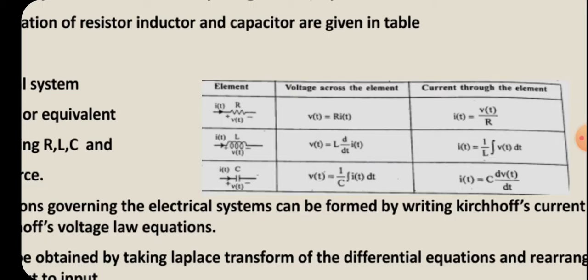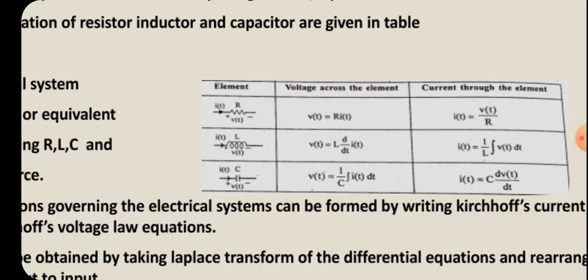Similarly, in the case of an inductor, which is represented by L, let i(t) be the current through the inductor and v(t) the voltage drop across the inductor when that current flows. We can write v(t) for the inductor as v(t) = L di(t)/dt, and the current through the inductor will be i(t) = (1/L) ∫ v(t) dt.